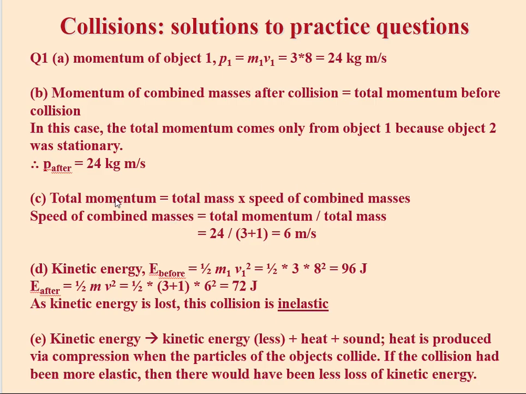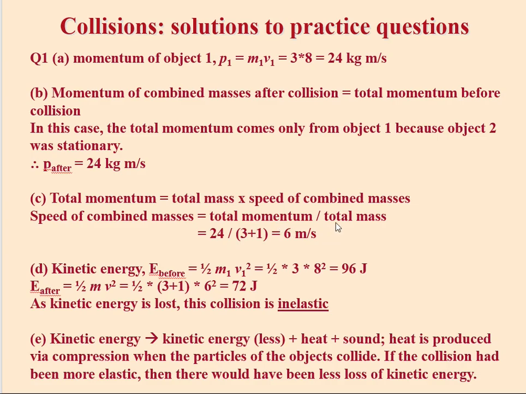here we've got our equation that we're going to rearrange for the speed of the combined masses. So the speed of the combined masses has to be the total momentum divided by the total mass. You divide both sides of the equation through by the total mass. So this is your original formula, this is the rearranged formula, and then you do substitution. 24 divided by 3 plus 1.